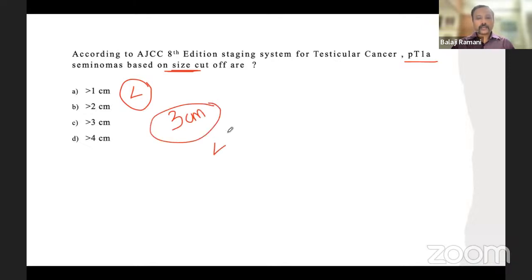Less than 3 centimeters is going to be your pT1a, and anything which is greater than or equal to 3 centimeters.